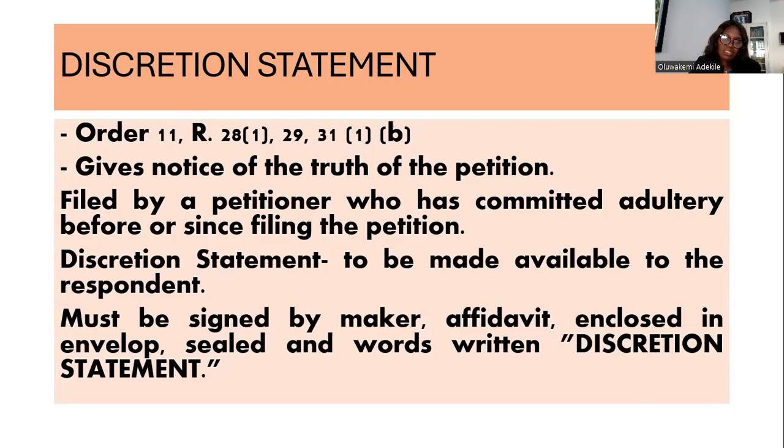The discretion statement must be made available to the respondent. It is meant to give an idea of the truth of the petition. It must be signed by the maker. It must be in affidavit form. It must be enclosed in an envelope, sealed, and the words discretion statement written on it. And it must be signed by the attorney that is representing the petitioner. The essence is to give a clear picture of what has taken place.